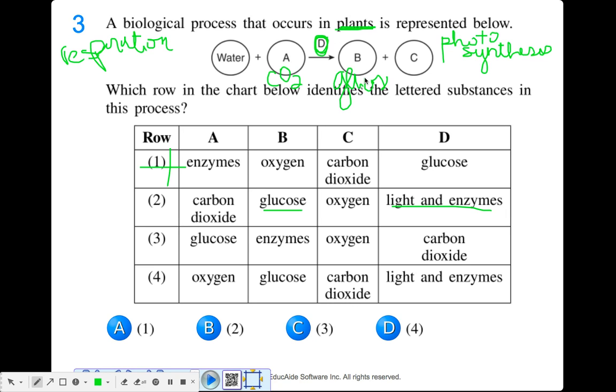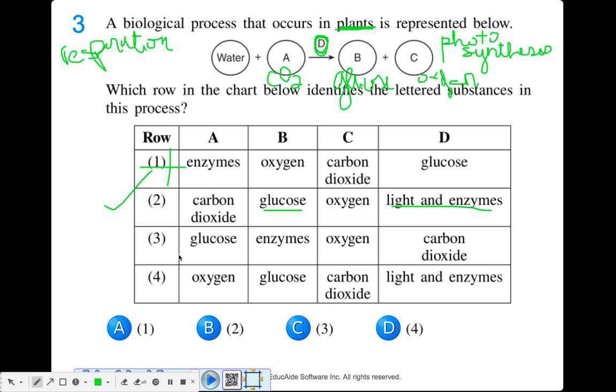And C, oxygen. Is that our reaction for photosynthesis? I have to find a better way to write these words. That is, water plus carbon dioxide and in the presence of light and enzymes produces glucose and oxygen. That is definitely photosynthesis, so that could be true.